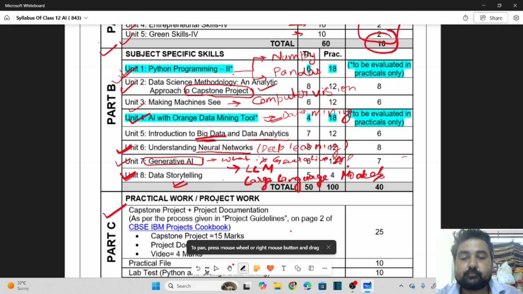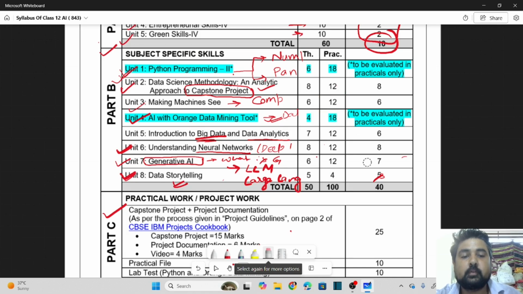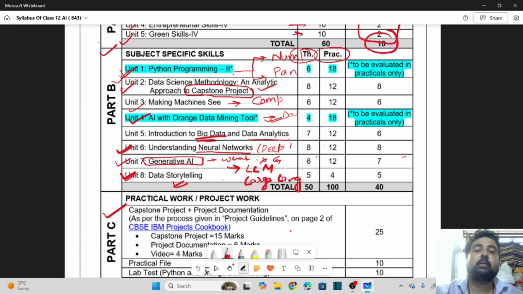Now these parts contain some points. It may contain two major things. The first one is your theory part, and the second one is your practical part. You must make a notebook for the practical also. Python programming contains theory of 6 marks, and 18 marks is for practical. These are highlighted because they are used in your practicals only, not in examinations.